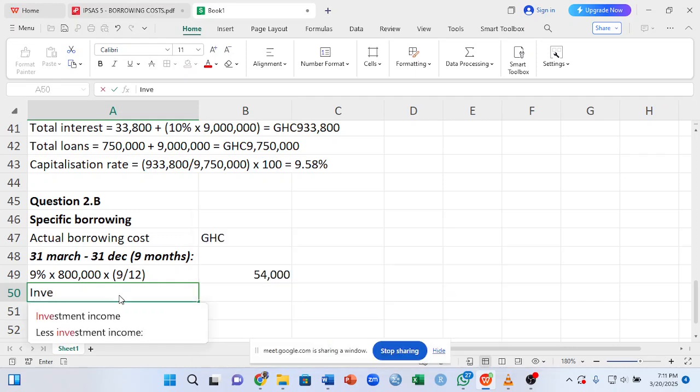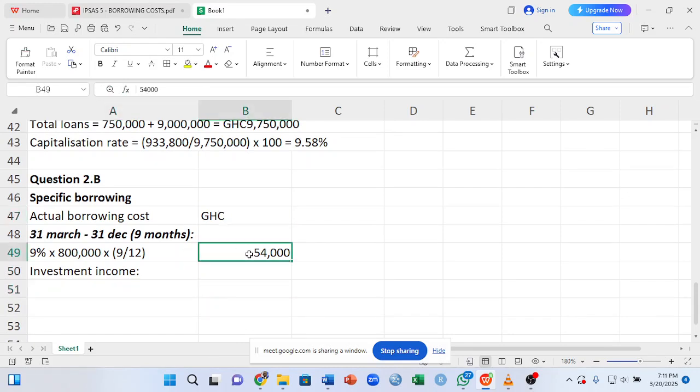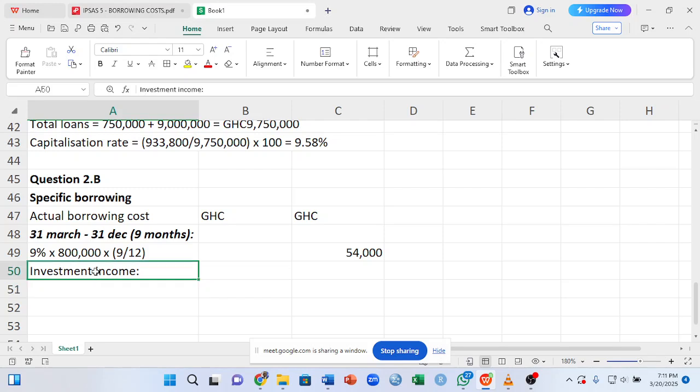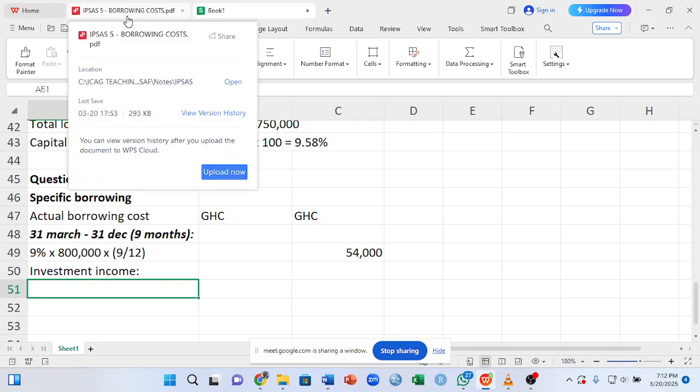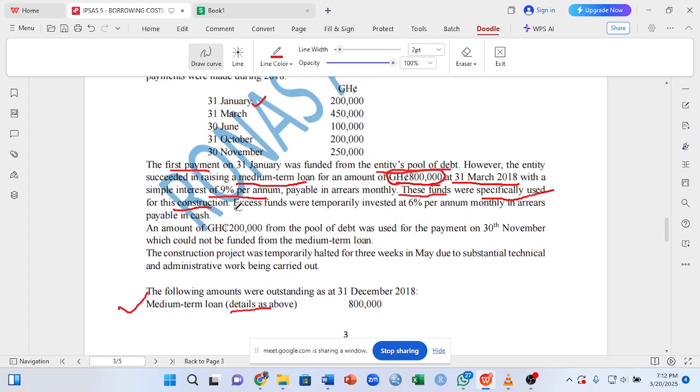Okay, then we come to the investment income. With the investment income, how do we go about it? Remember we said for the investment income, you first have to find the rate given to you in the question that you're going to use to invest. Then you look at the idle fund, which will be based on the period in which the amount of money became idle. In our question here, excess funds were temporarily invested at 6%. So this is the percentage you are going to use.